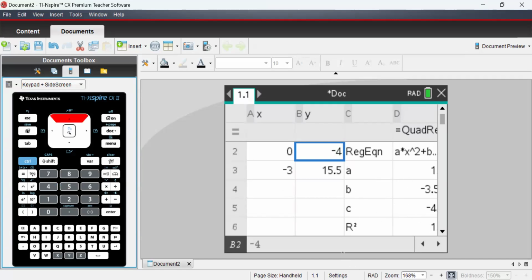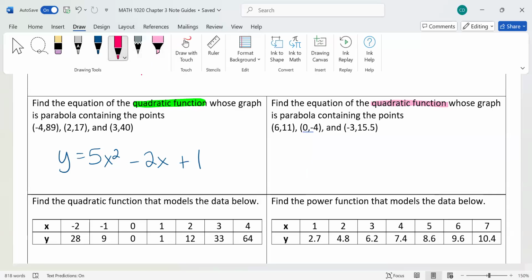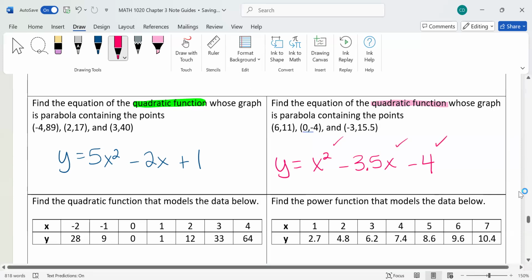Let's go back to the note guide. So y equals, so the first one was a 1x squared. We don't write 1 in front of it, so it's just x squared. The 1 is implied. Minus 3.5x minus 4. So the powers go in descending order. They have the x squared, the x, and then the number without an x attached to it. And that's where the A, B, and C comes in.